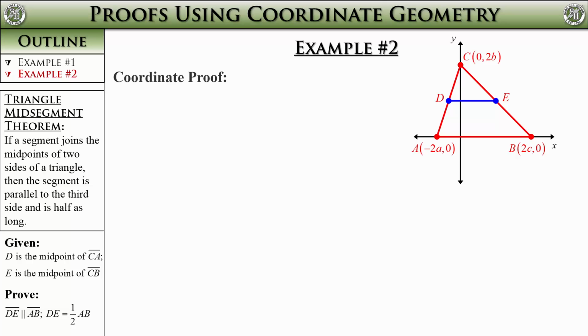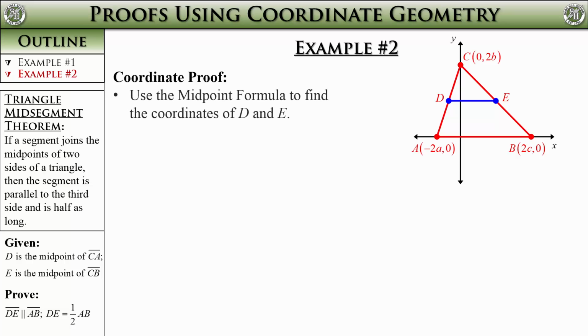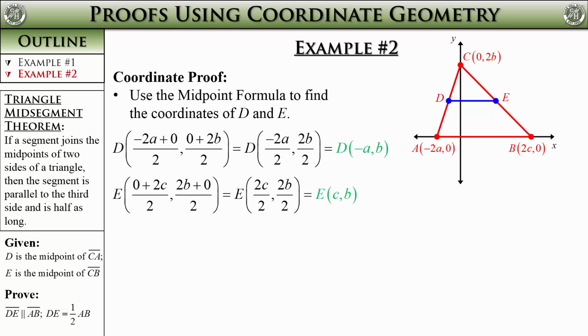The given statement talks about two midpoints. That should be screaming out to you that we need to use the midpoint formula in order to find out what the coordinates of D and E are. This is what those calculations look like. You can check for yourself if you like, but you definitely need to be able to do these kinds of calculations. Let's put those points in our picture.